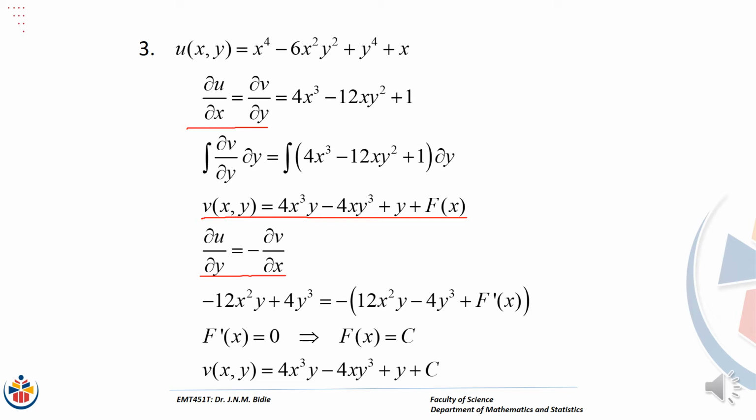Then that means f of x is equal to 0. Remember, the derivative of a constant is always equal to 0. So therefore our v is that expression. Please continue to check whether we've done the correct solutions.